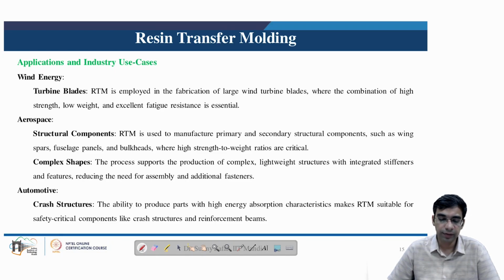The process also supports complex shapes, lightweight structures with integrated stiffeners and features, reducing the need for assembly and additional fasteners. For automotive crash structures, the process is capable of producing parts with high energy absorption characteristics, making RTM suitable for safety critical components like crash structures or reinforcement beams.